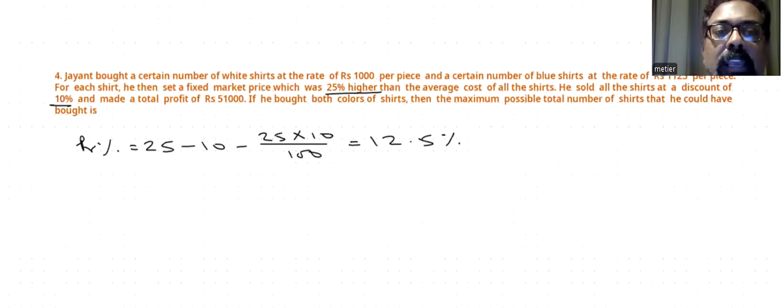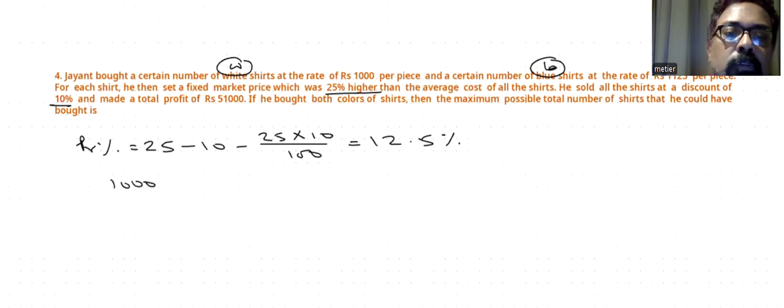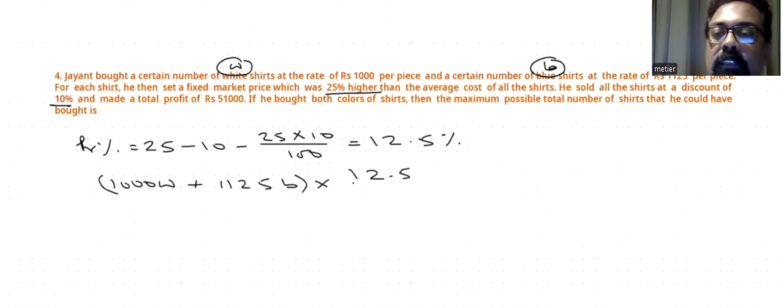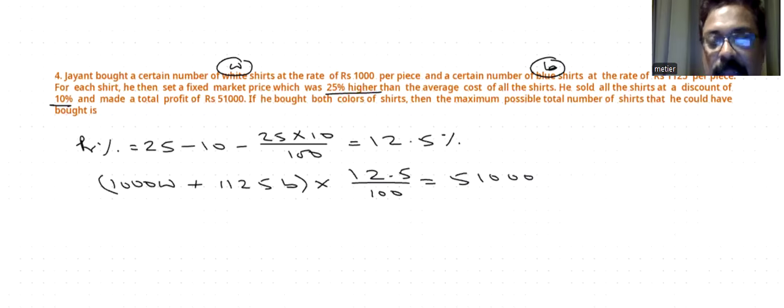We assume that we have W number of white shirts and B number of blue shirts. The total cost price will be 1000W plus 1125B. Cost price into profit percentage by 100 equals the profit amount. This is the basic concept of profit and loss. First line, successive percentage change. Second line, profit and loss equation. Now, the next part will be simple calculation of linear equation solving.